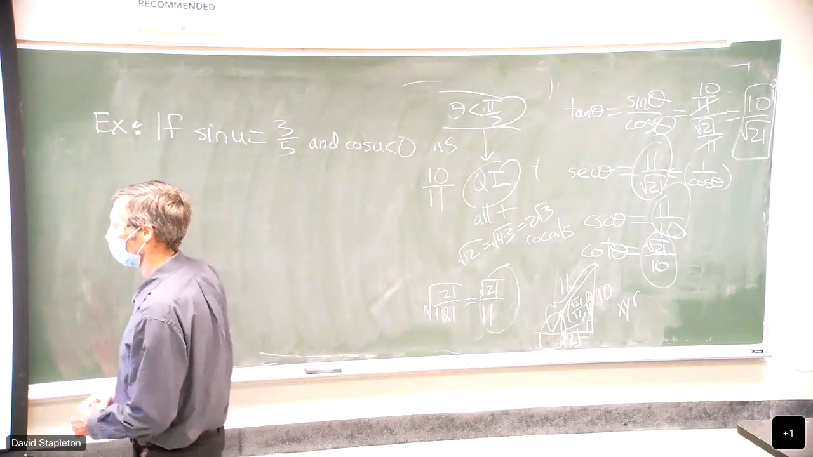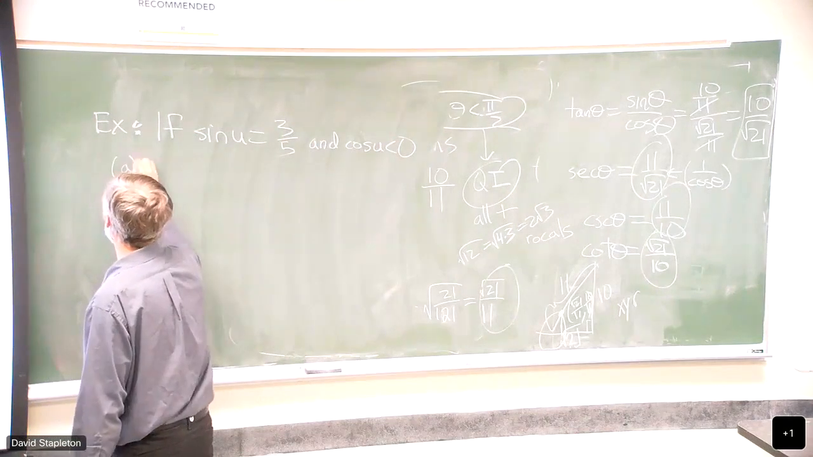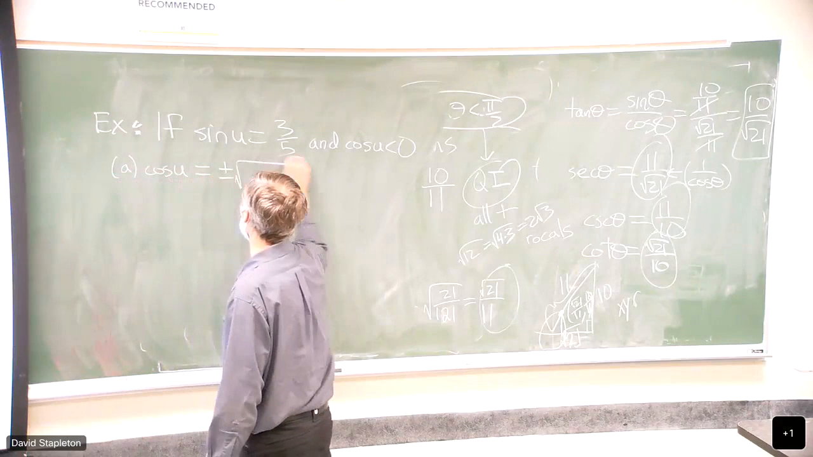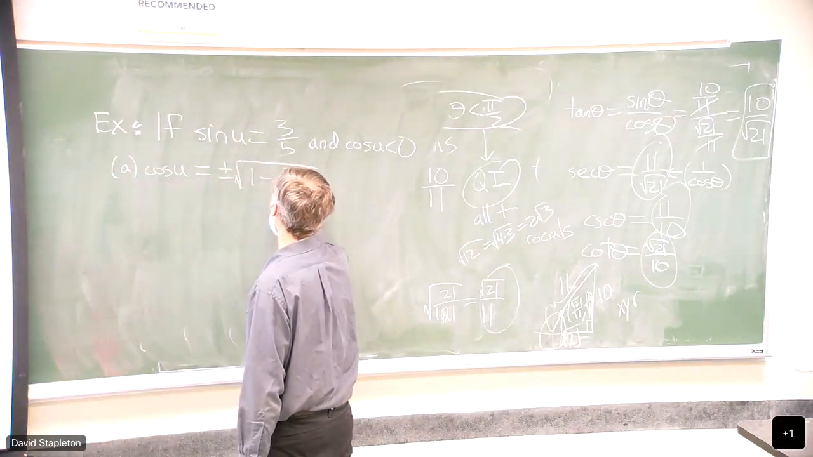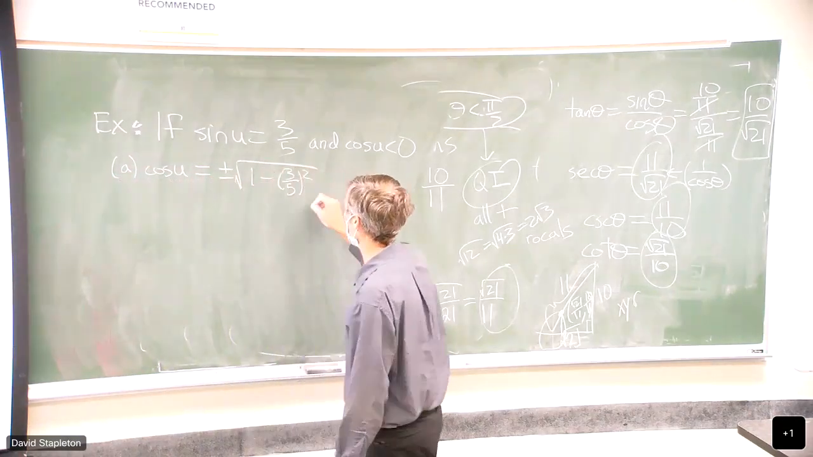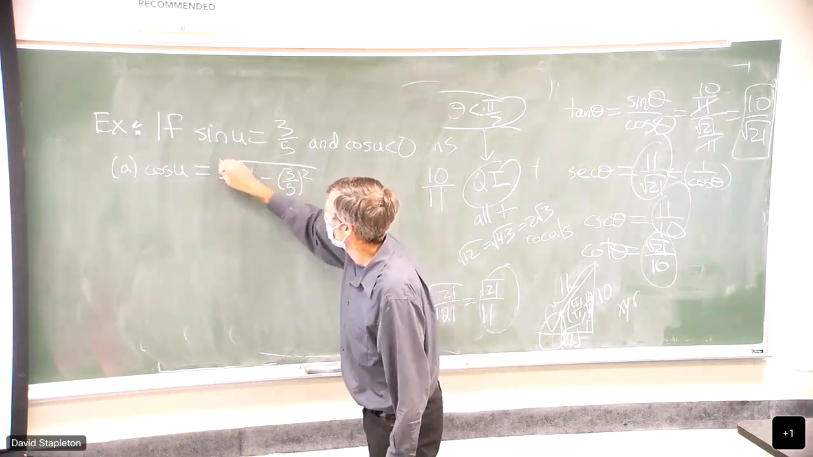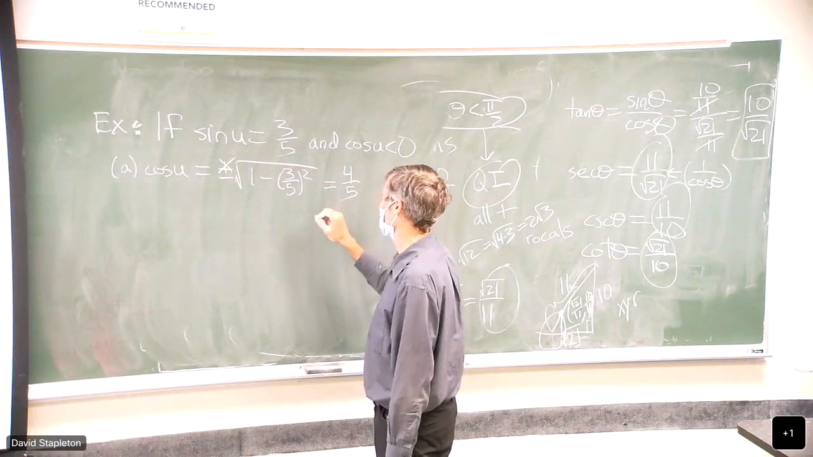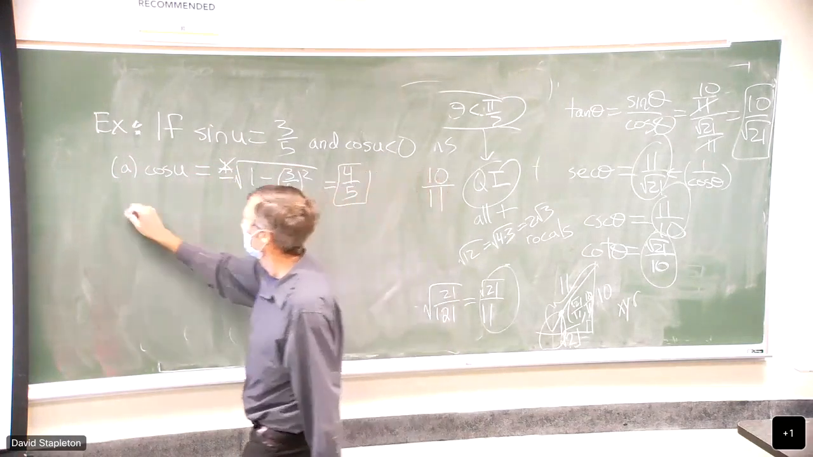We did this before. Find the cosine of u. What's the cosine of u? It's plus or minus the square root of 1 minus sine squared. Same as before. Cosine is negative, so you take that and you get, I'll just do it quickly here, you actually turn out to get 4/5. That's what we did in the first problem.